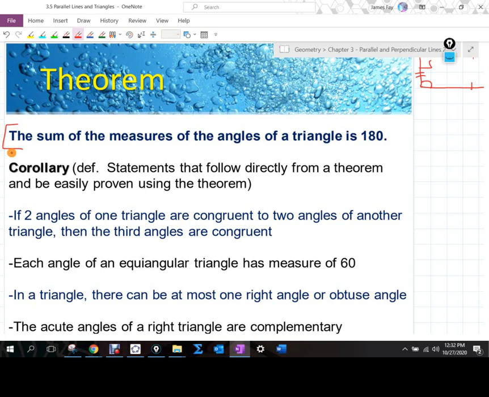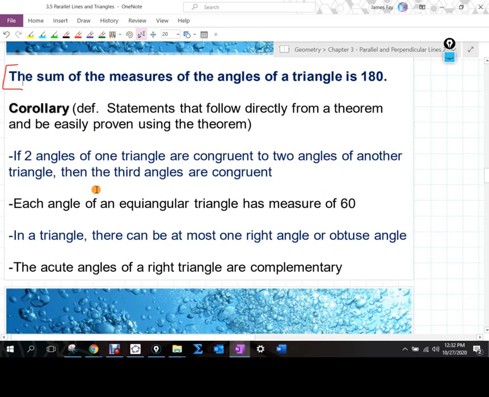Does that make sense? Okay? They're used a lot, but they're generally pretty easy to prove. So I'm going to jump straight down to this one here real quick, just to show you how quickly they can be proven. We already figured out that there's 180 degrees in a triangle, right?